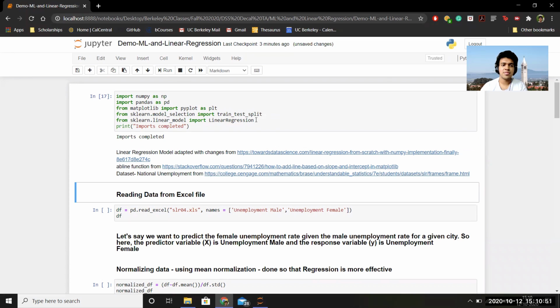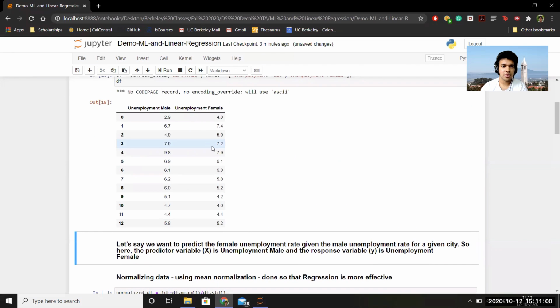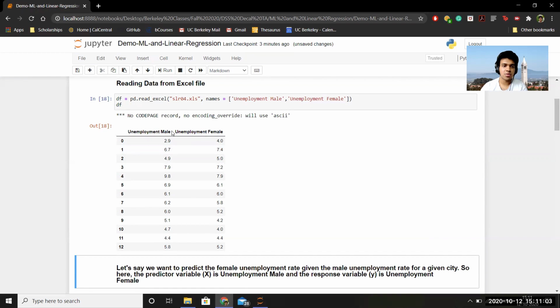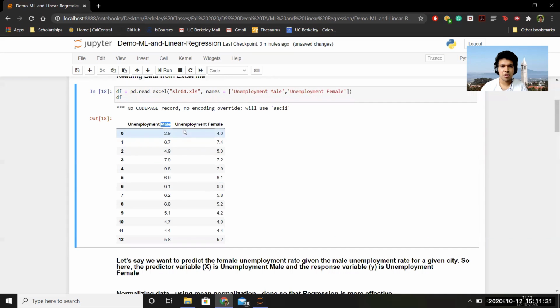And the next thing we do is to read data from a particular file. So over here, I have it stored in an Excel file, and I will read that and store it in a pandas data frame. And over here, you can see that there are two columns, male unemployment and female unemployment, and there are 13 rows. This is a data set containing the male and female unemployment rates in 13 cities. And let's say that we want to predict the female unemployment rate given the male unemployment rate for a given city. So here the predictive variable, that is our x, would be the male unemployment rate, and the response variable, our y, would be the female unemployment rate.